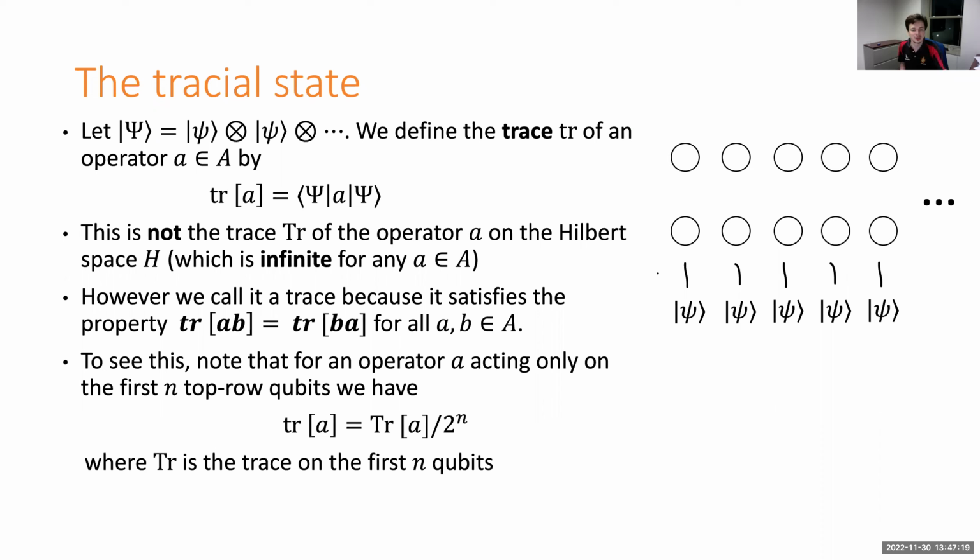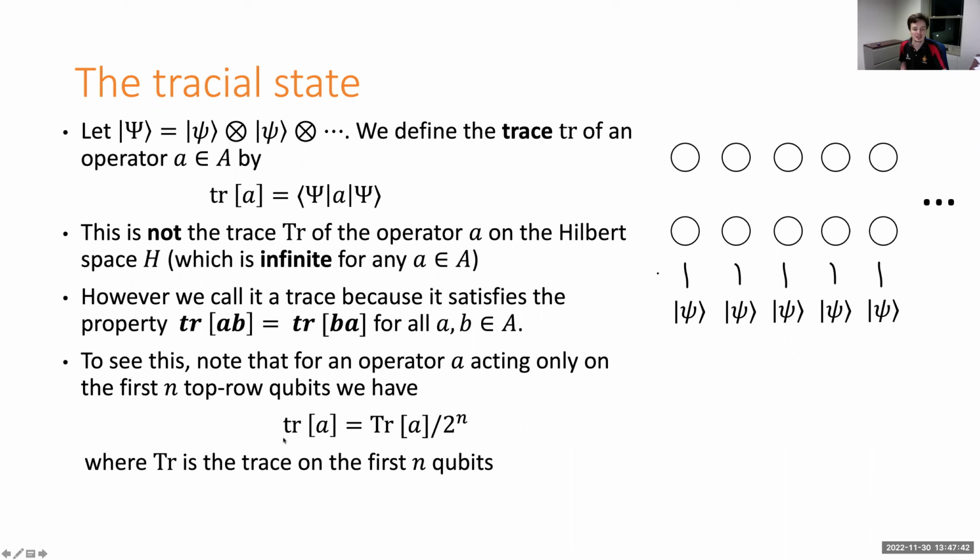So to see that this is true, note that if the operator A that we're taking the trace of acts on only the first n top row qubits, then the trace of A is just equal to the ordinary trace of A on those n qubits divided by 2 to the n. That's just because this state is maximally entangled on the first n pairs of qubits. Okay, so clearly for this trace, we have trace of AB equals trace of BA.